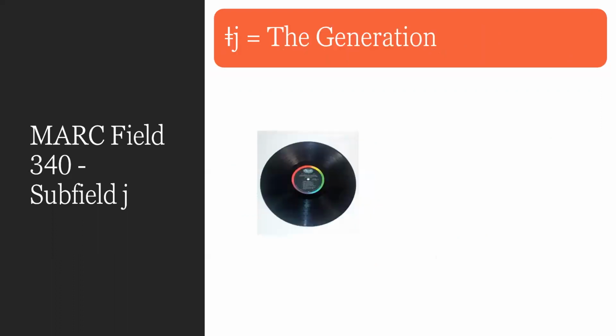Subfield J is the generation, which is defined as the relationship between an original carrier and the carrier of a reproduction made from the original. RDA registry provides a total of 18 generation labels, well 19, but duplicate has been deprecated, and it's used for sound recording, film strips, and microfilm.